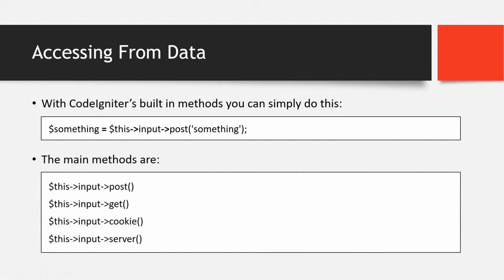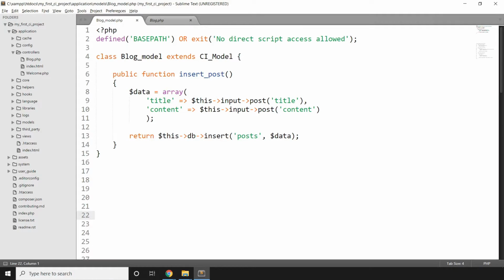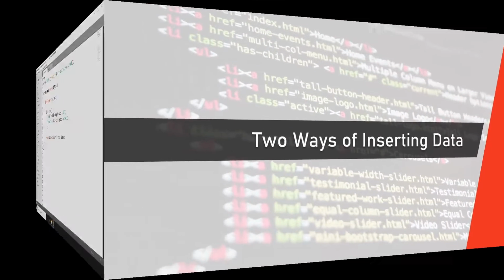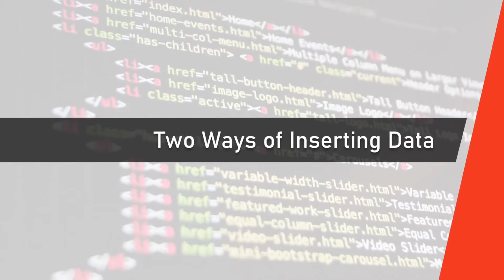Okay, so the main methods are this samples. So we have this input post for post method, this input get, then we have this input cookie, then the last one is the this input server. Okay? But at this particular part, we're going to focus on the this input post. Okay. Okay, so that is the explanation about this particular line of code, which is the this input post method. Okay, guys? Now let's try to talk about the two ways of inserting data.